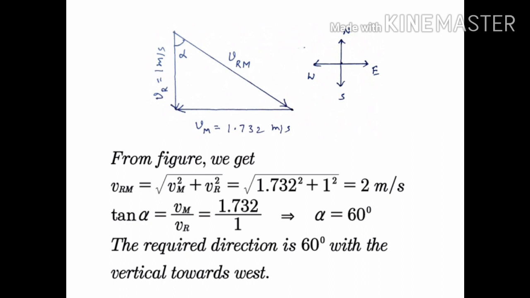VRM is equal to root of VM square plus VR square, that is equal to root of 1.732 square plus 1 square, that is equal to 2 meter per second, and tan alpha is equal to VM by VR, that is equal to 1.732 by 1, that implies alpha is equal to 60 degrees. So the required direction is 60 degrees with the vertical towards west. So that is about this problem.